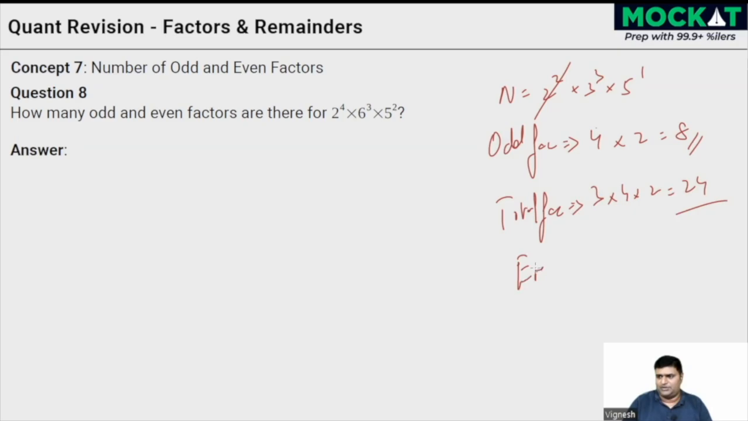Or even factors over here is nothing but total minus odd, right? All factors are going to be odd or even. If 8 are odd, the remaining 16 are going to be even over here. And that's it, right?